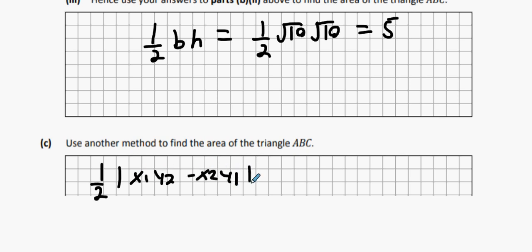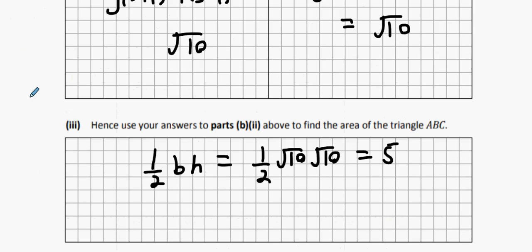Now the reason why you can't do that, John, is read the language. Hence using your answers in B part 2. Use the answers in B part 2 to do B part 3. It didn't say hence or otherwise. You get what I'm saying? So you would have lost marks even though you knew what you were doing. You've got to be really specific on the language.